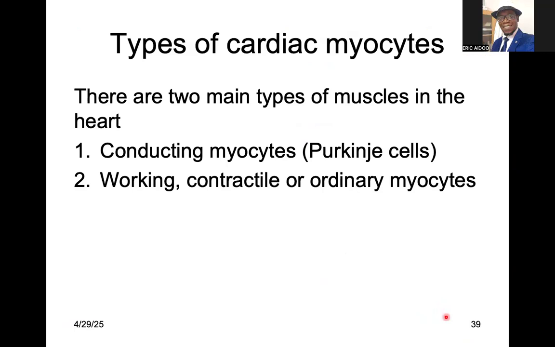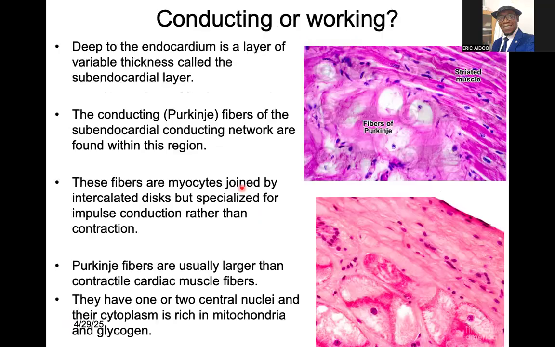So, types of cardiac myocytes. There are two main types of muscles in the heart. You have the conducting myocytes, known as the Purkinje fibers or Purkinje cells. There are also Purkinje cells in the brain, but we are talking of the ones in the heart. So conducting myocytes. Then you also have the working or ordinary myocytes, which are contractile, which are usually the myocytes that do the usual and normal contraction of the heart. Okay, so those are the two different types.